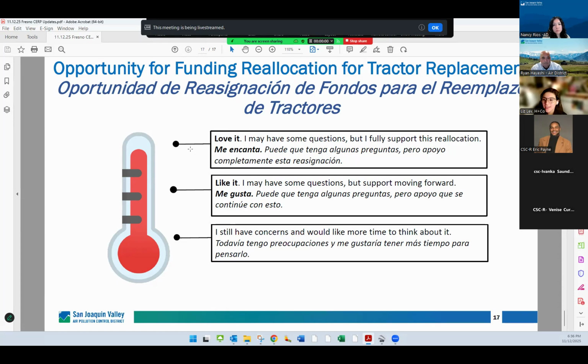Just want to check if that sounds right to the CSC members, or if there's anything that you would add or change to the action items that Ryan just shared.